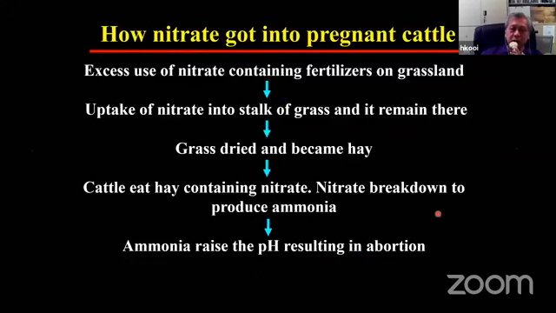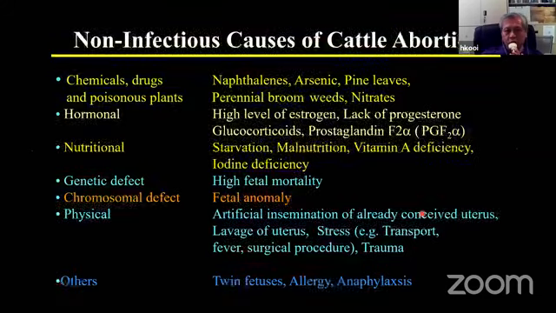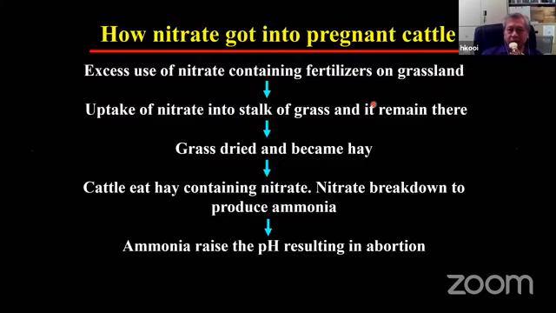So the next question is, if we go back to these nitrates, how does nitrate get into the pregnant cattle? You might want to ask. It is through the use of excess nitrate fertilizer in the grassland, especially in the stalk of the grass, the hay.